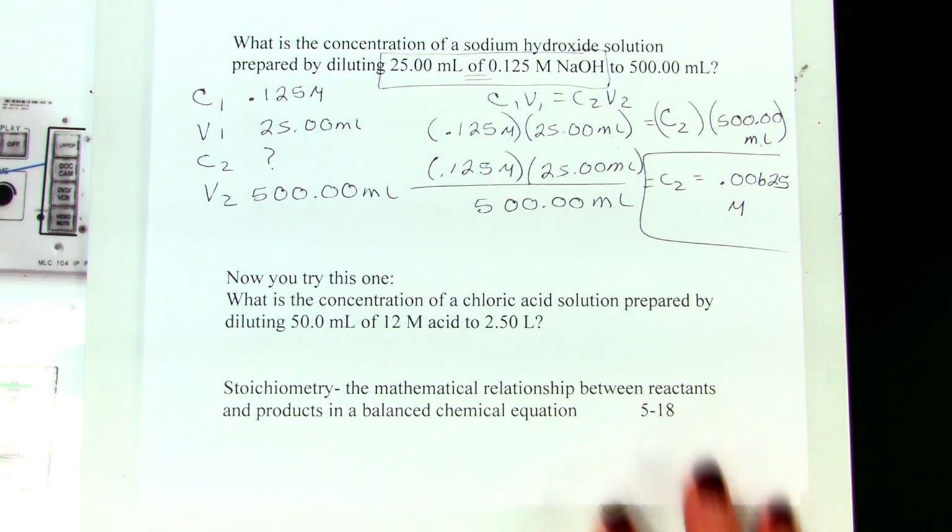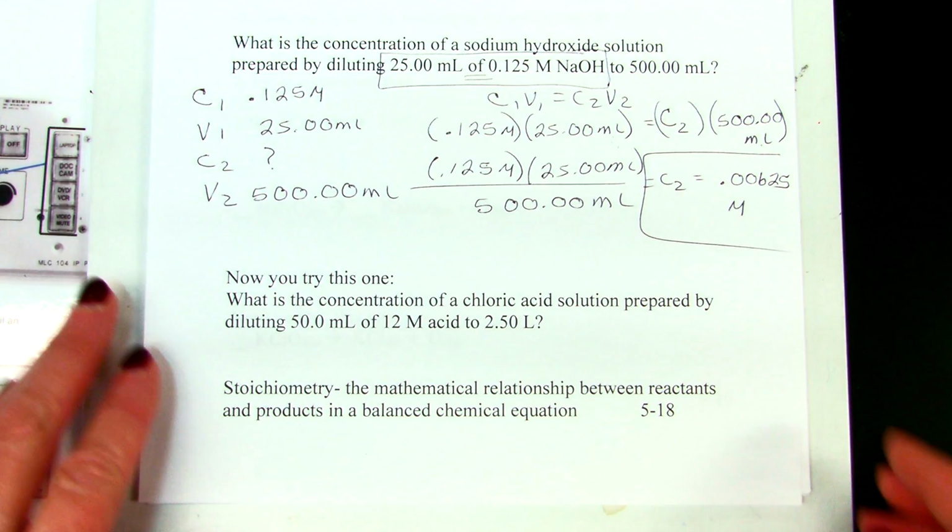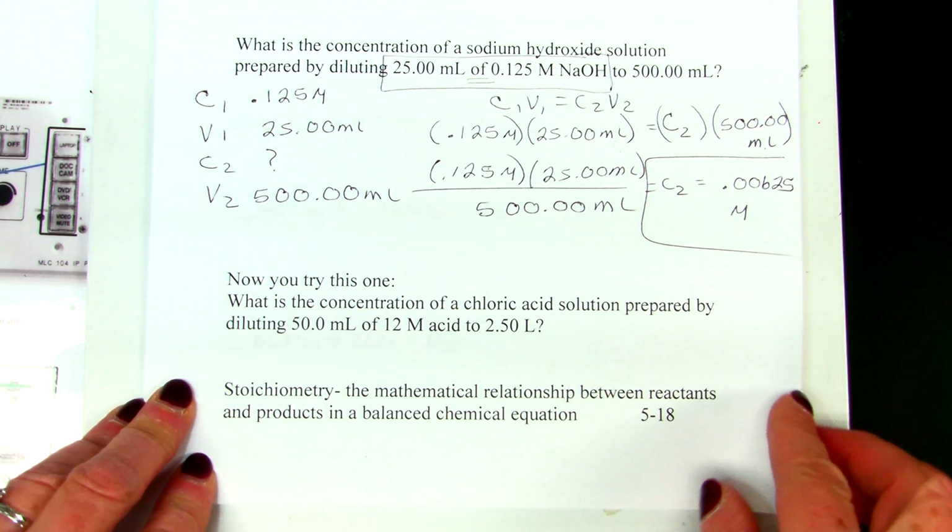Now we're moving into the section of chemistry that's all about the math. We call this stoichiometry, and it's the mathematical relationship between reactants and products in a balanced chemical equation. And for some students, this is the worst part because they don't have a strong math background, and they feel frustrated trying to sort through this.